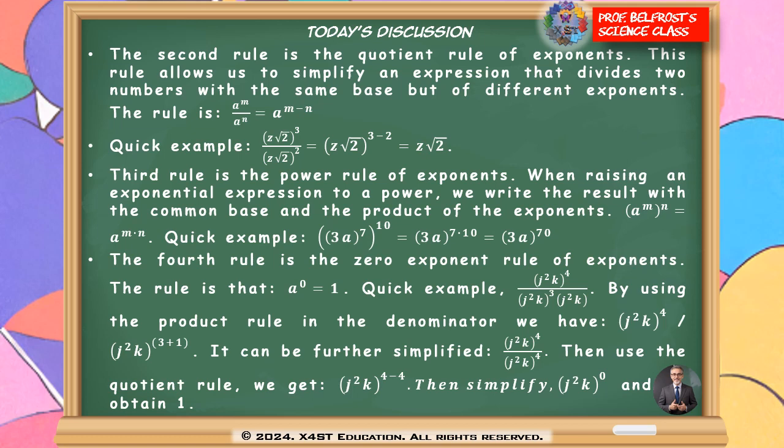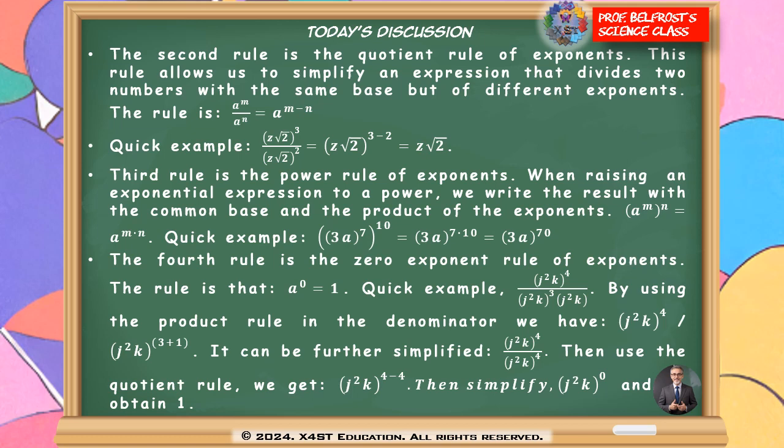Then let's move to the third rule, the power rule of exponents. When raising an exponential expression to a power, we write the result with the common base and the product of the exponents. That is, if we have the expression a to the m, and then we raise it to the power n, so a to the power of m to the power of n, we can simplify this as a to the power of m times n.